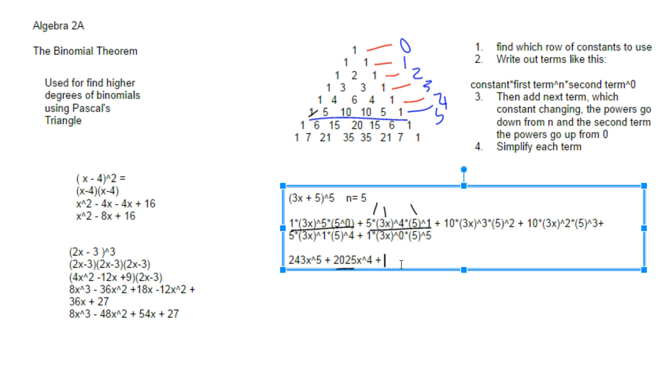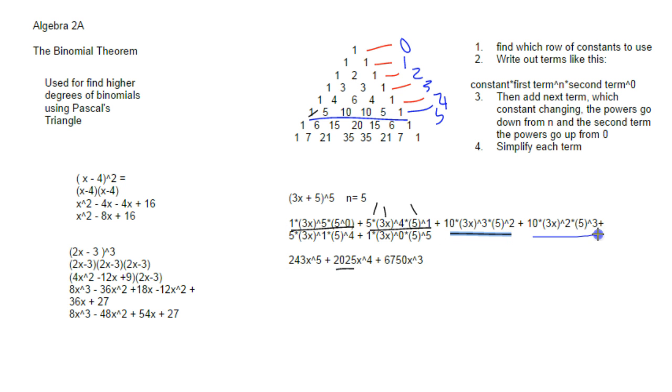Now the next one is going to be 10 times 3 to the 4th, nope, sorry, 3 to the 3rd, okay, times 5 to the 2nd. Okay, that ends up becoming 6,750 x to the third because we have the x to the third. Okay, so that takes care of that next one.